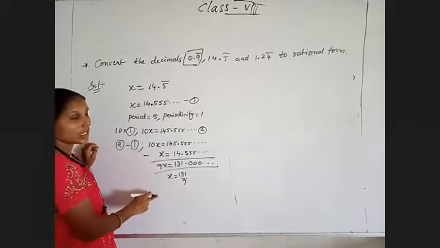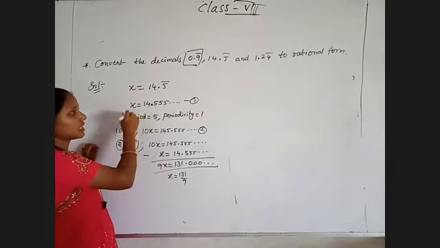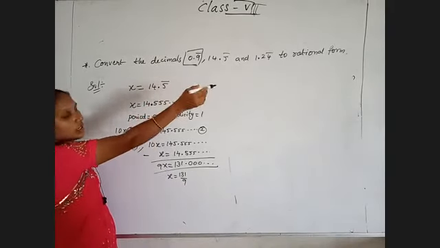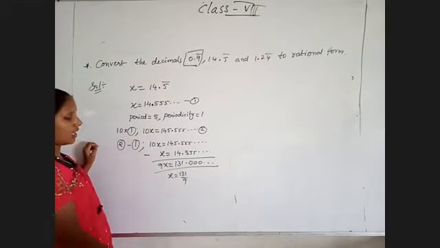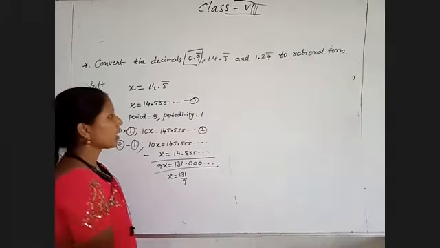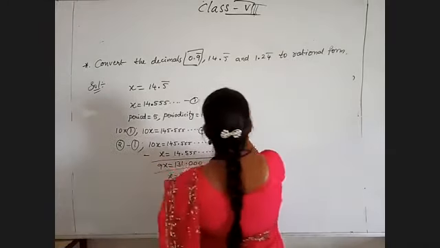So whatever decimal is there, we have converted into rational form. That is P by Q form, 131 by 9. That's all. Now coming to the other method.